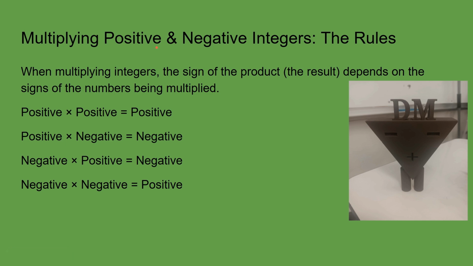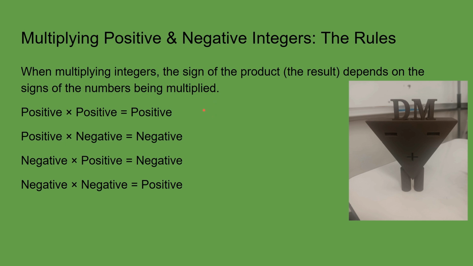Multiplying positive and negative integers. The rules. Whenever we're multiplying integers, the sign of the product, the result, depends on the signs of the numbers being multiplied. Let's begin with the first one: positive times positive equals positive.